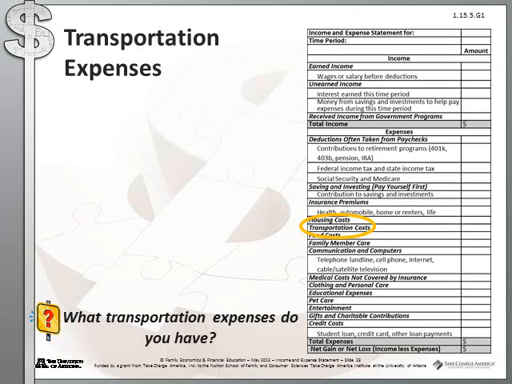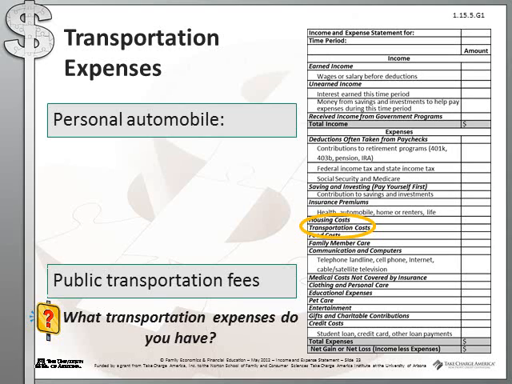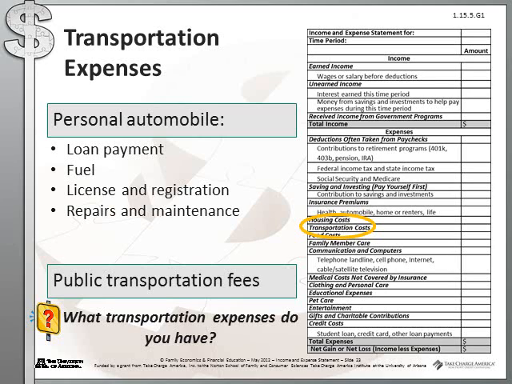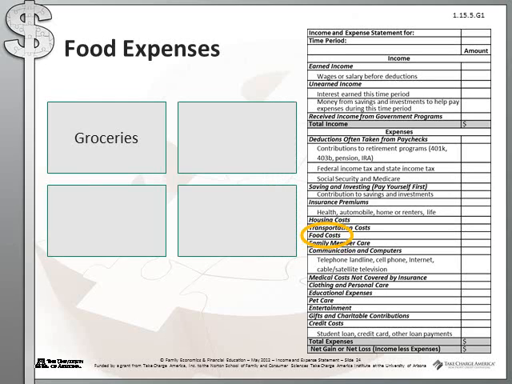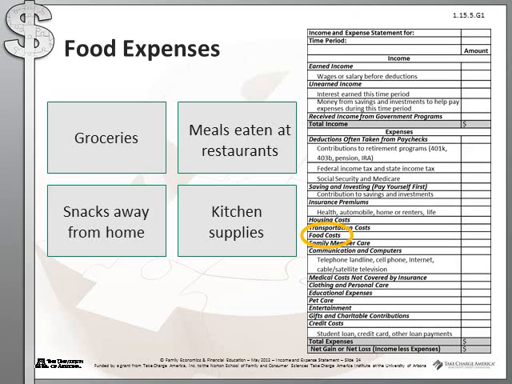Transportation expenses help you get around. They are spent on things like loan payments for your personal automobile, fuel, license and registration fees, or repair and maintenance money, or money spent on public transportation fees like bus fare. Food expenses include groceries, meals eaten at restaurants, snacks, and kitchen supplies.